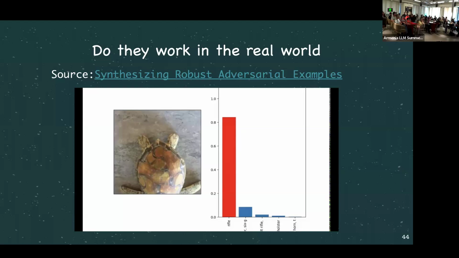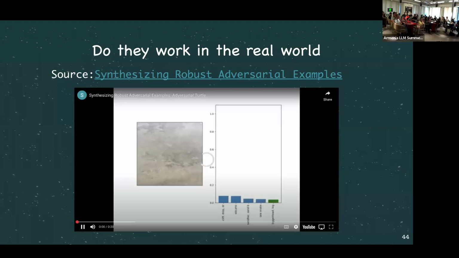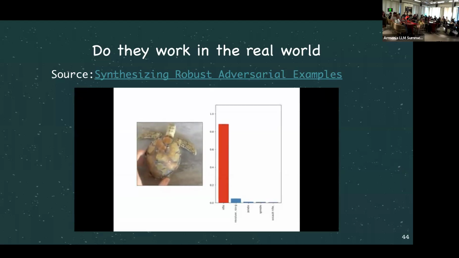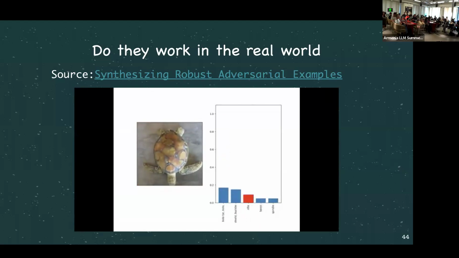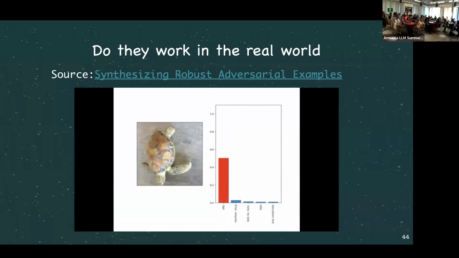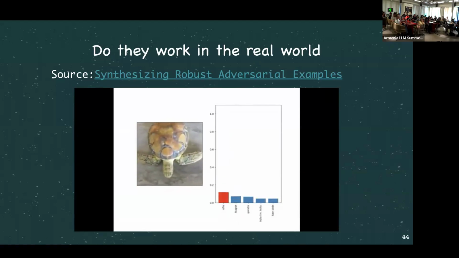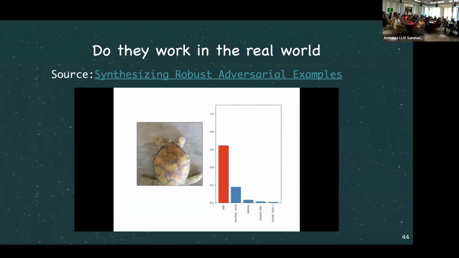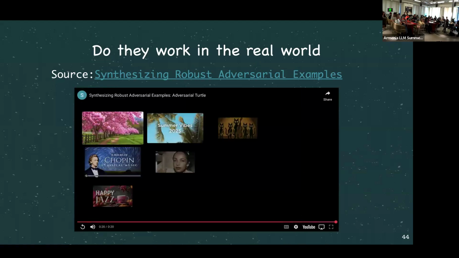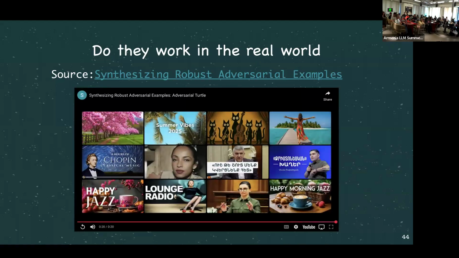So there is this video that I hope will work. Let's see if that is good enough. Whatever the angle, this turtle is almost all the time classified as a rifle, whatever the angle we are looking at it from. So it's very robust to the angle, etc.